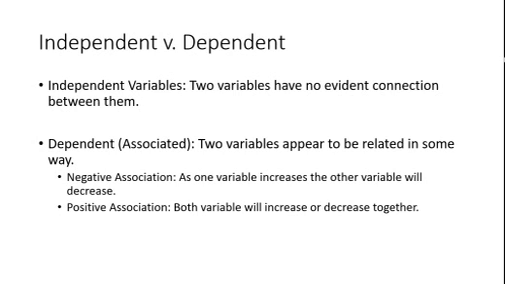Dependent variables, also known as associated variables, are two variables that appear to have some sort of relationship. If there's a negative association, that means as one variable increases, the other variable decreases. A positive association means that if one is increasing, the other is increasing, and if one is decreasing, the other is decreasing. Dependent variables could be like height and weight. People that are taller usually weigh more, so that would be a positive association.